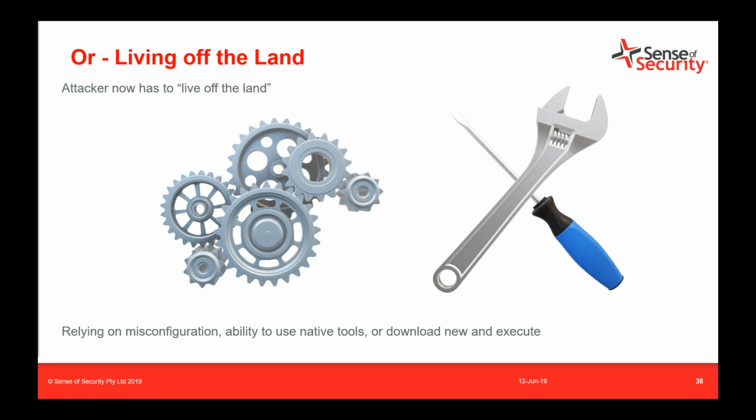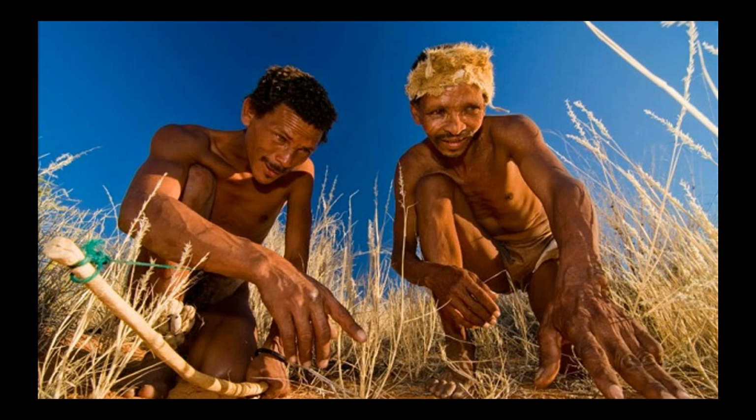Now, this takes a particular skill set within the attacker. So, for example, over here, we see some native bush people. Now, these are very resourceful people. They can find food in the desert and survive where most people might die of thirst or hunger within a couple of days.